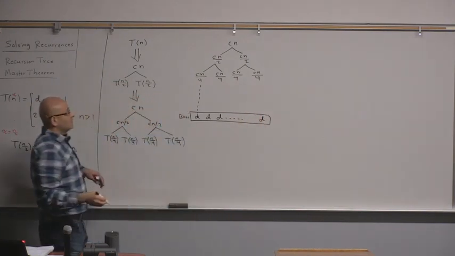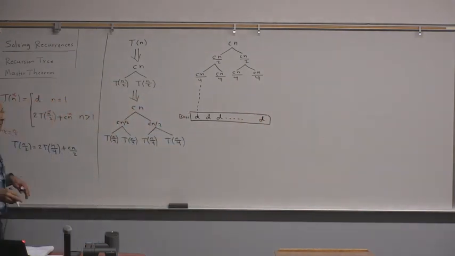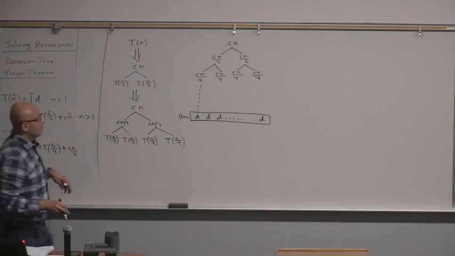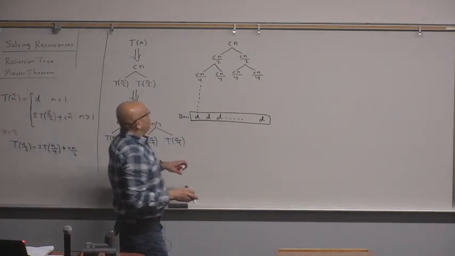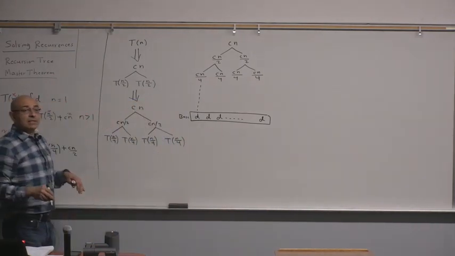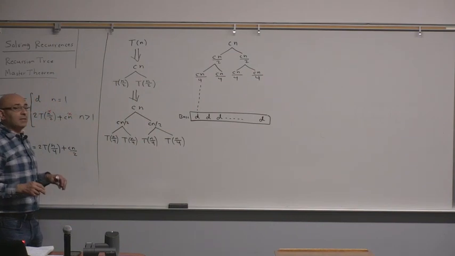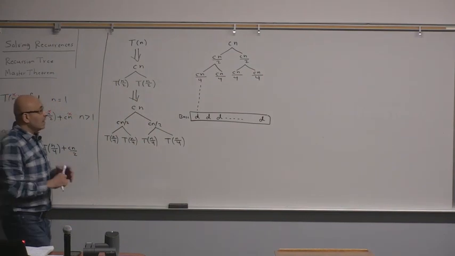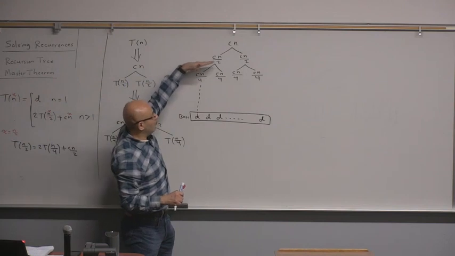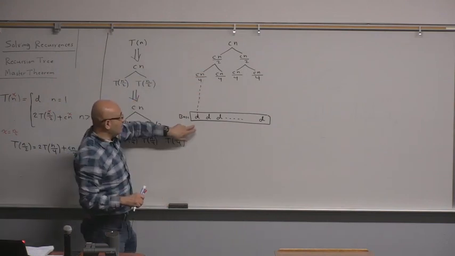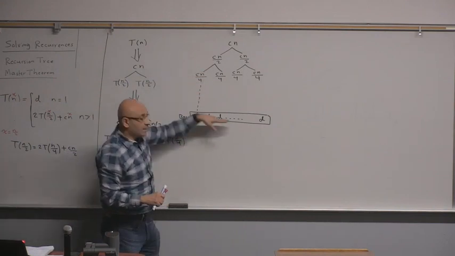Now, how many D's in this case? Yeah, there will be n D's. Okay, so now how do we analyze this? In order to analyze this, basically we just count the number of operations at the internal nodes and count the number of operations at the base level.